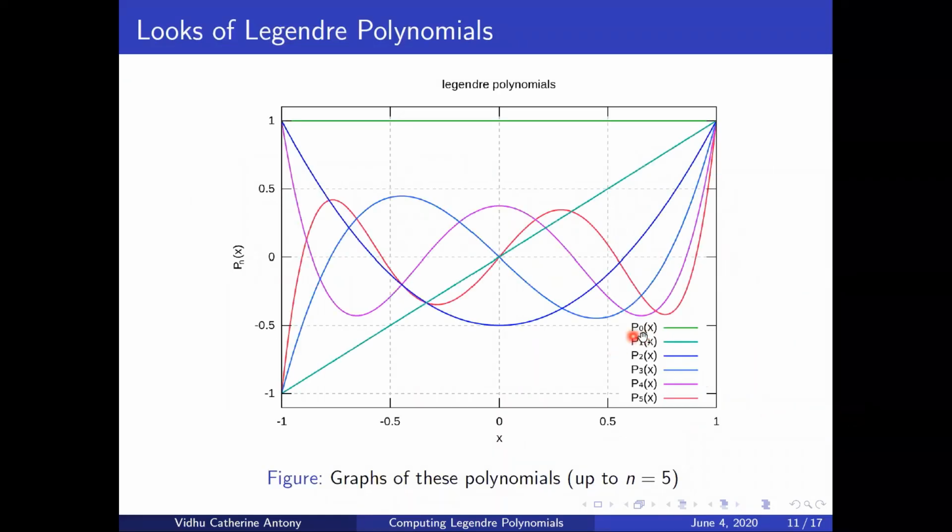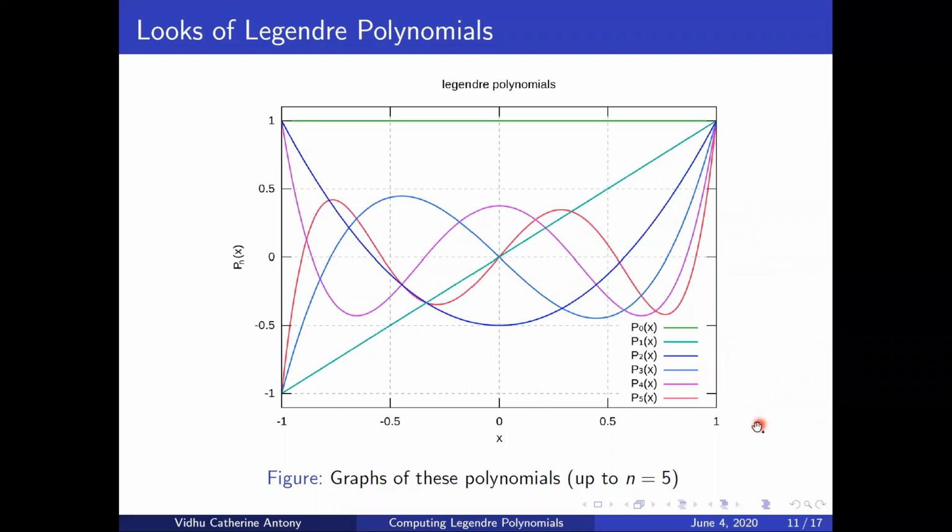Now, how do these polynomials look? If you look at the 0th order, P0 of x, it's 1. And P1 of x is x, so that's why it's linear. If you look at the next one, it's quadratic, so you have a parabola kind of look. And as the orders go higher and higher, the number of curves that you have goes higher, and things like that happen.